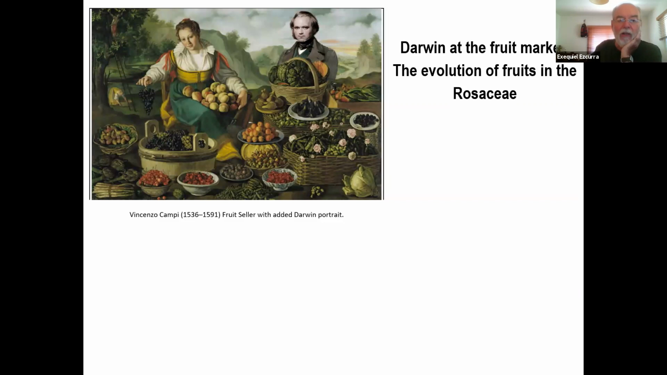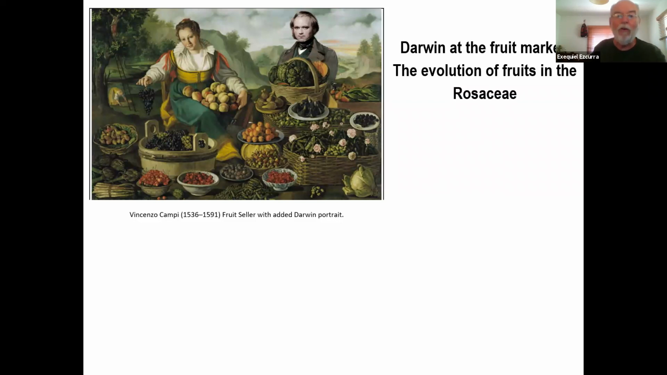I took the trouble of writing a little section in the lecture notes following the series of text boxes that you will have seen already called Darwin in the Kitchen. This one is called Darwin in the Fruit Market. And it's basically a summary of research done by a group of very brilliant Chinese researchers on the evolution of the fruits in the Rosaceae.